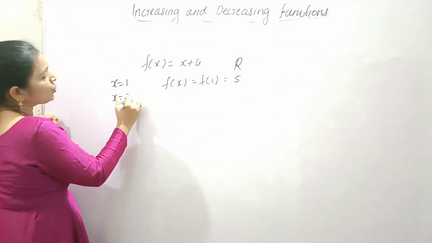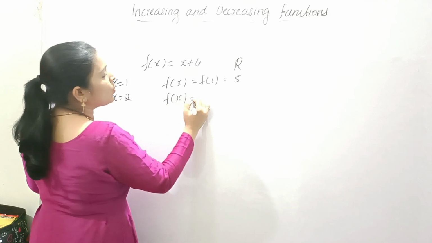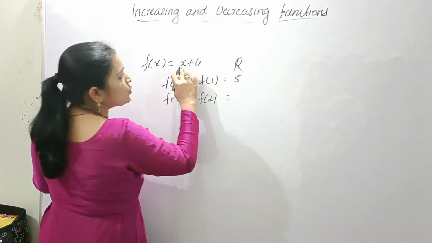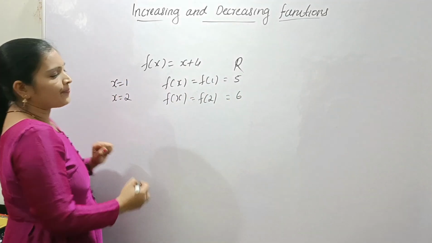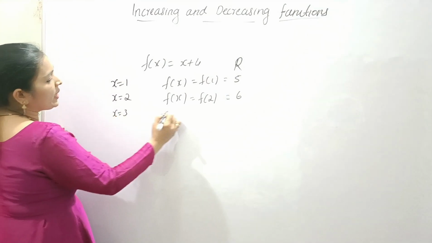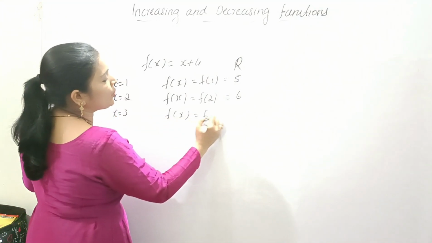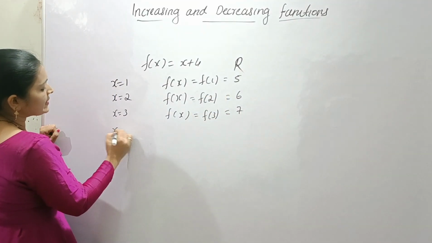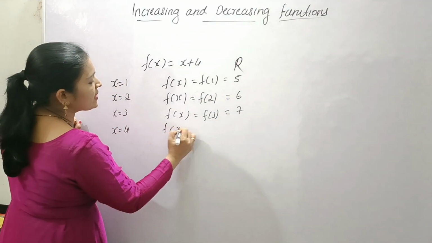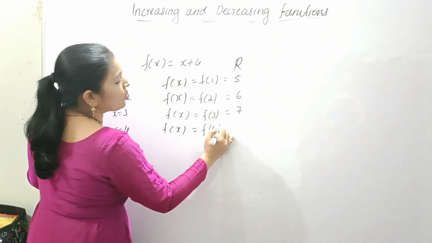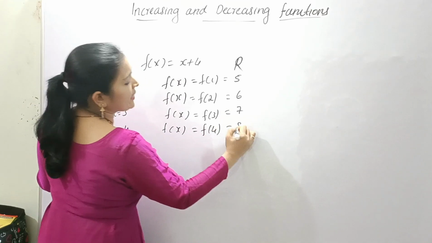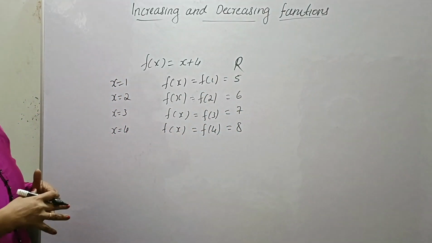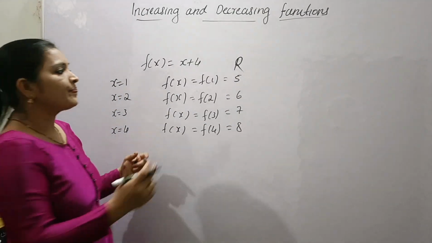When x is equal to 2, f of 2 is 2 plus 4, that is 6. When x is equal to 3, f of 3 is 3 plus 4, that is 7. When x is equal to 4, f of 4 is equal to 8. Okay, now let's take negative values.